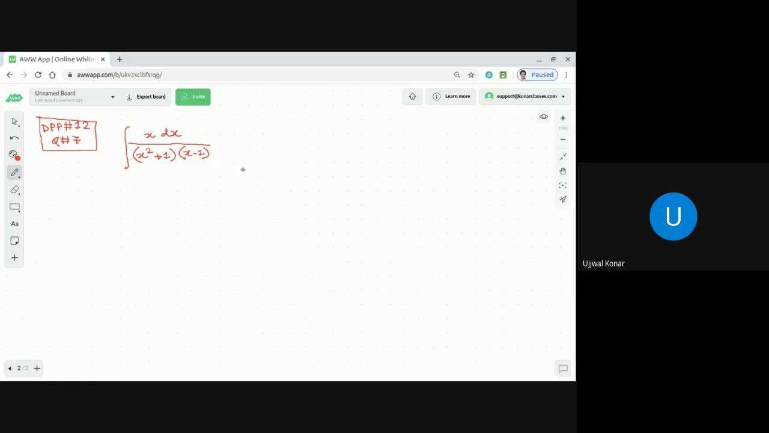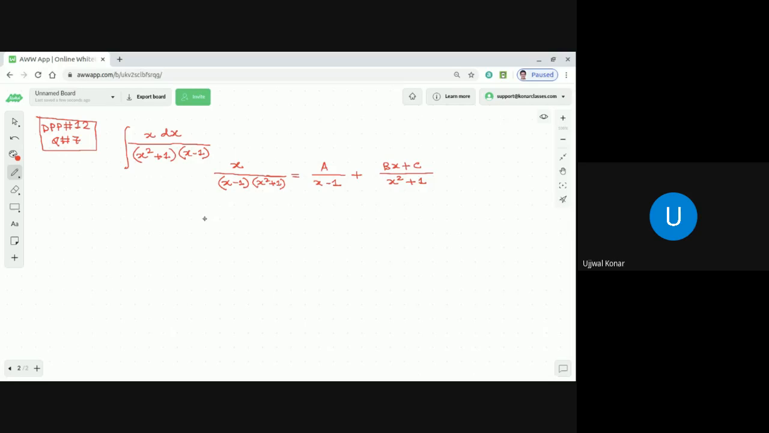So now, as we know, we can write this as x minus 1 into x square plus 1. That becomes capital A by x minus 1 plus bx plus c divided by x square plus 1. Correct now? If you recall my yesterday's class, which is also available in the recorded session on YouTube, correct? So this we get.